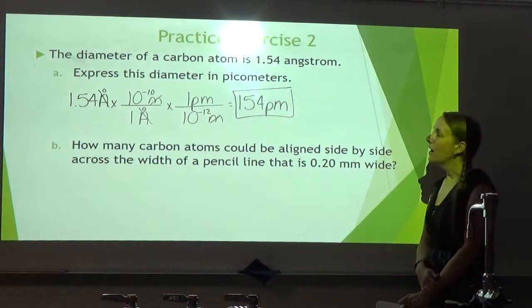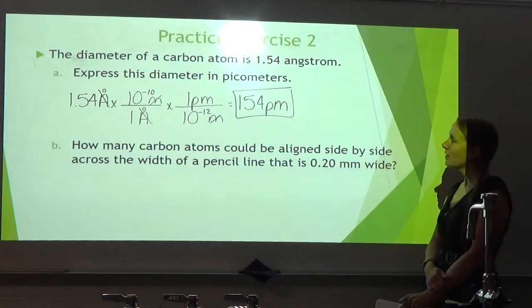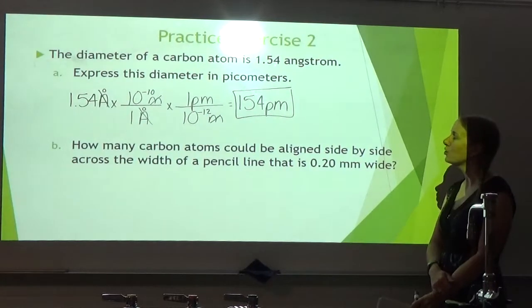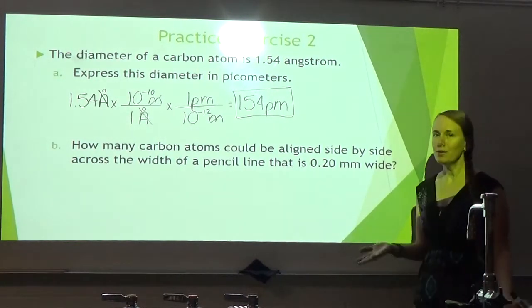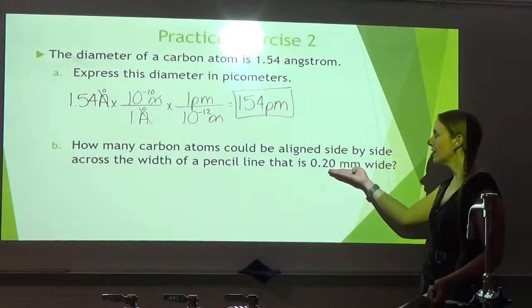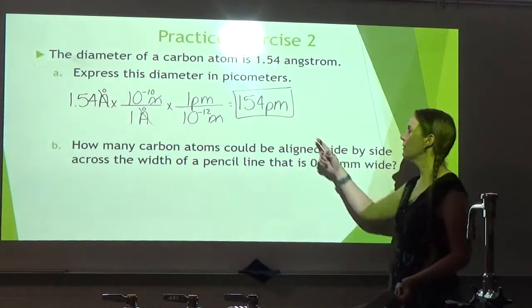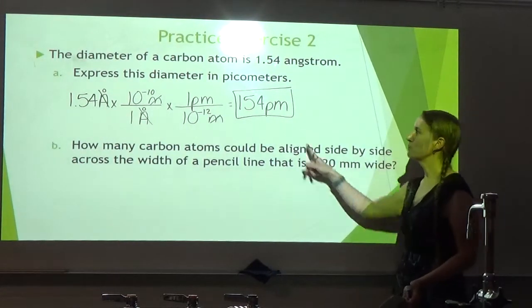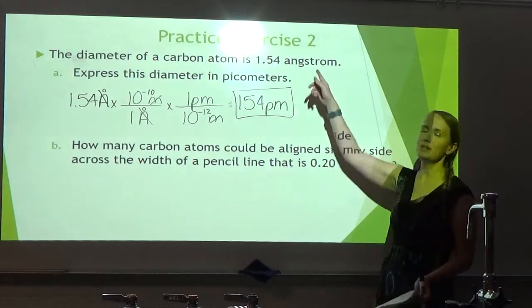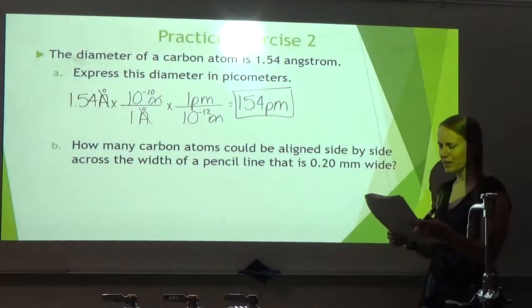You may have had to look up pico on your SI prefixes chart because we don't use that one very often. Alright, then it says how many carbon atoms could be aligned side by side across the width of a pencil line that's 0.2 millimeters wide. Well, now we have 3 units we could use. We know we got millimeters. I could change picometers to millimeters. I could change angstroms to millimeters. I could change millimeters to picometers or millimeters to angstroms and divide. It literally doesn't matter.